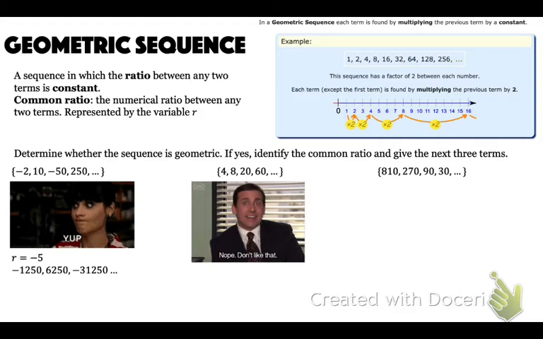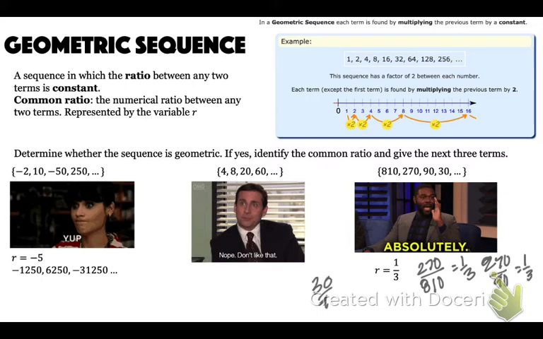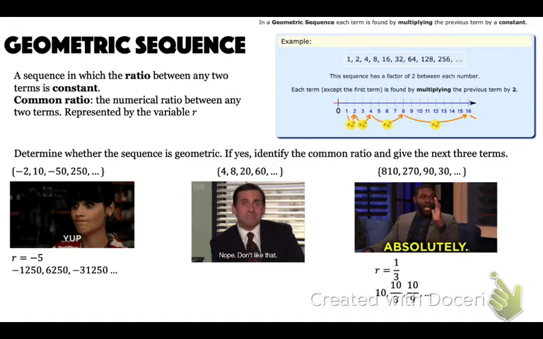Okay, this one: 810, 270, 90, 30. If I divide those, 810 divided by 270 is 3, 270 divided by 90 is 3, 90 divided by 30 is 3. So that is absolutely a geometric sequence. And the ratio is 1/3. I was saying that wrong. Because if you do 270 divided by 810, you get 1/3. 90 divided by 270 gives 1/3, and 30 divided by 90 gives 1/3. We always want to take the second one and divide by the first one. So the next three terms would be 10, 10/3, 10/9.